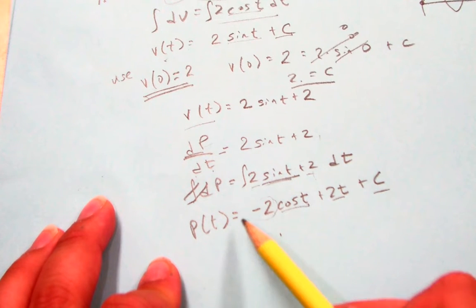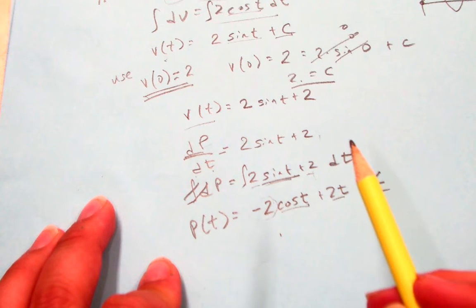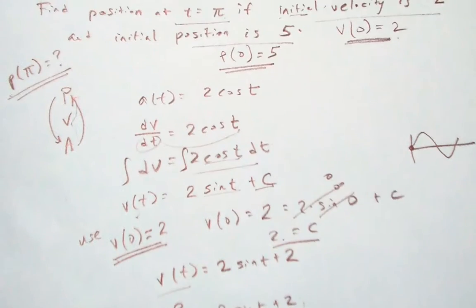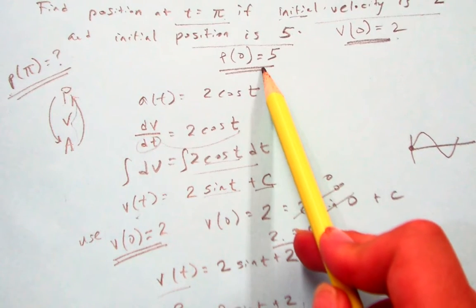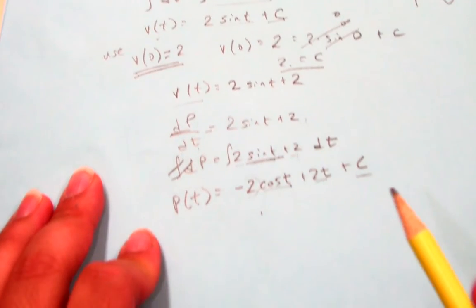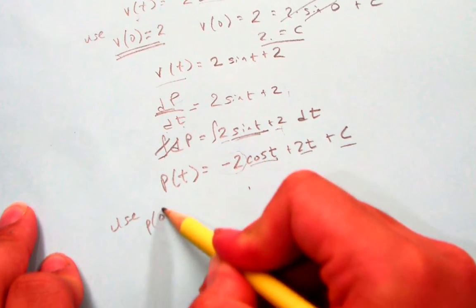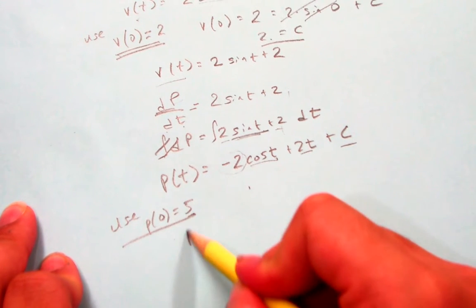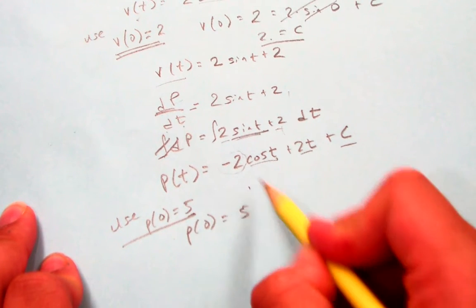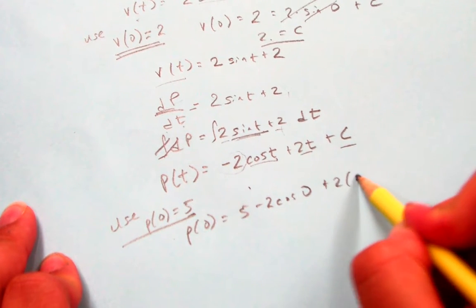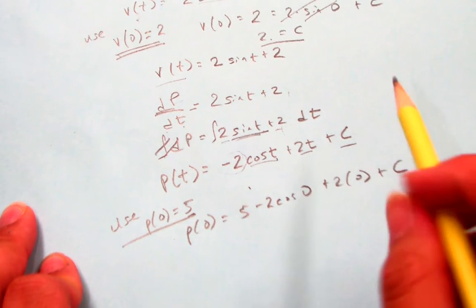I have my position function. I still need the position at its particular time. Well, my position information was that the initial position is 5. So I'm going to use that fact here, just like I used initial velocity earlier. My initial position, so I'm going to use p of 0 being 5. So p of 0, which needs to equal 5, looks like negative 2 cosine of 0 plus 2 times 0 plus c.